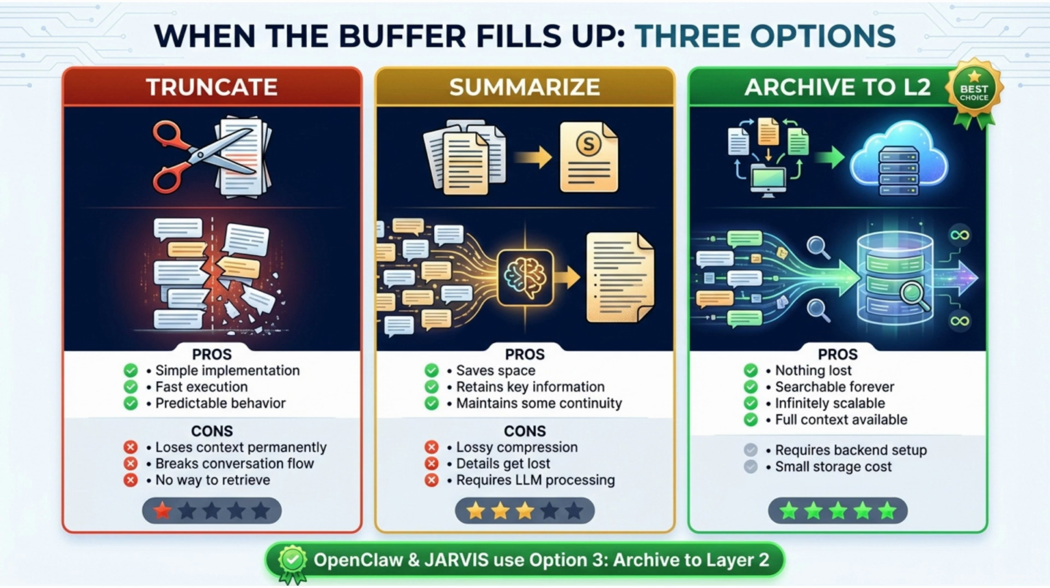Option 3, archive to Layer 2. When Layer 1 approaches capacity, save the entire conversation to Layer 2, your long-term memory. Then, clear Layer 1 for the current session. Best of both worlds. You get fresh buffer space, and nothing is lost. If you need to recall something later, Layer 2 semantic search finds it. OpenClaw uses Option 3. JARVIS uses Option 3. That's the pattern. Layer 1 is temporary. Layer 2 is permanent. Archive regularly, search when needed.